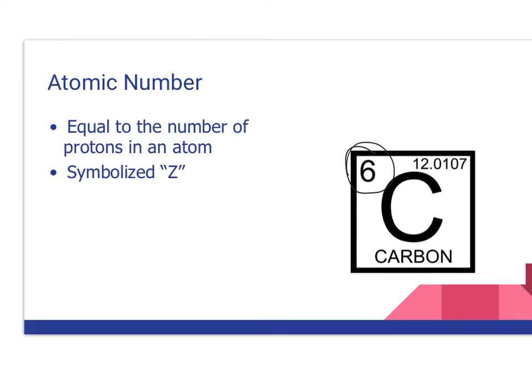So for example, we may see something like this: Z is equal to 6. This Z tells us that the atomic number for that particular atom is 6. If we were to look on our periodic table then, we could identify that atom as being carbon. And what that tells us is that every carbon atom is going to contain 6 protons in the nucleus.